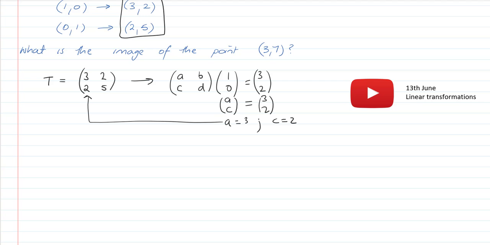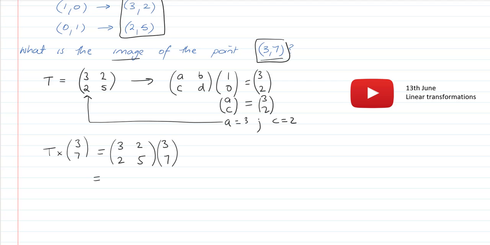The question says, what is the image of this point, (3, 7)? It's asking for the image, so this is the original. We just take T and multiply it by that point (3, 7), as a column matrix. So that's equal to (3, 2, 2, 5) times (3, 7). That's 3 times 3 plus 2 times 7, which is 14, so 23. And 2 times 3 plus 5 times 7, that's 35, so 41. So the image is (23, 41).